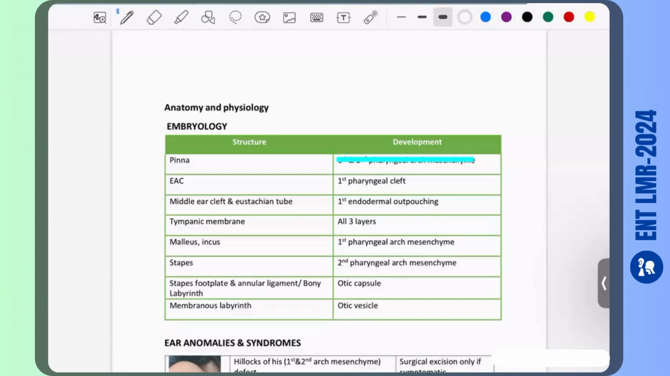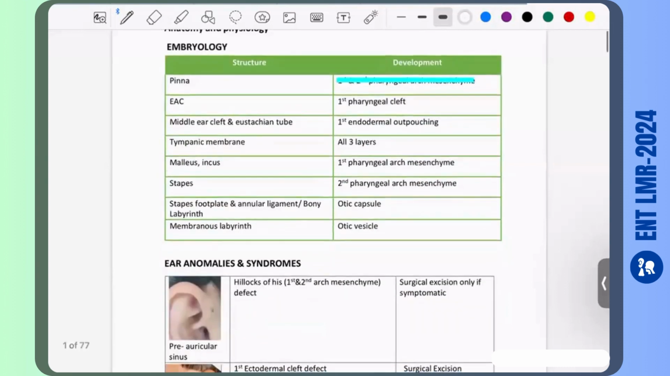First we'll start with ear, then nose, then throat. If you have any technical issues, any audio issues or video issues, you could tell me. First we start with anatomy and physiology of ear. So, embryology of the ear. They asked embryology of the ear 2 questions last time.